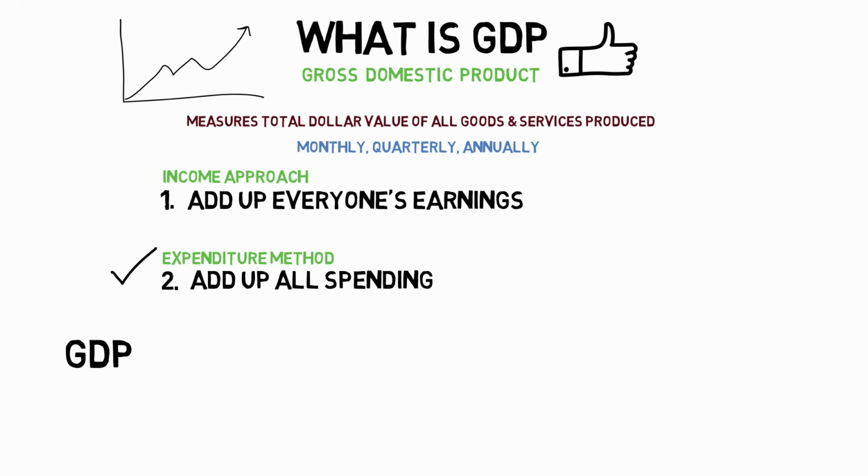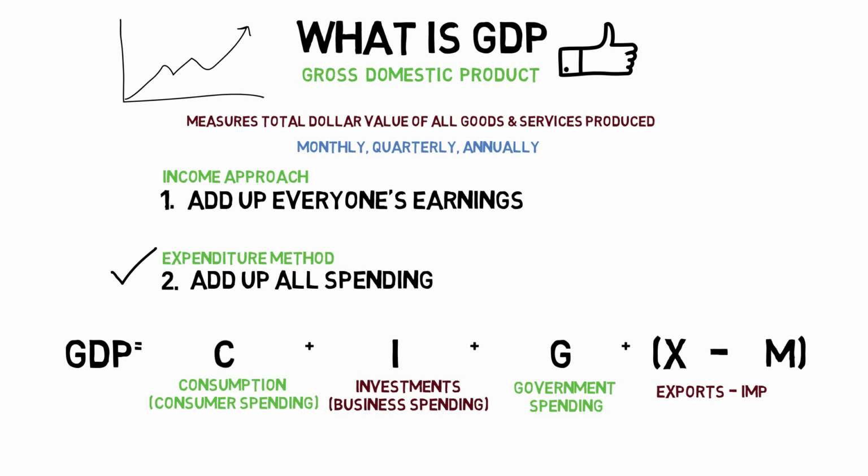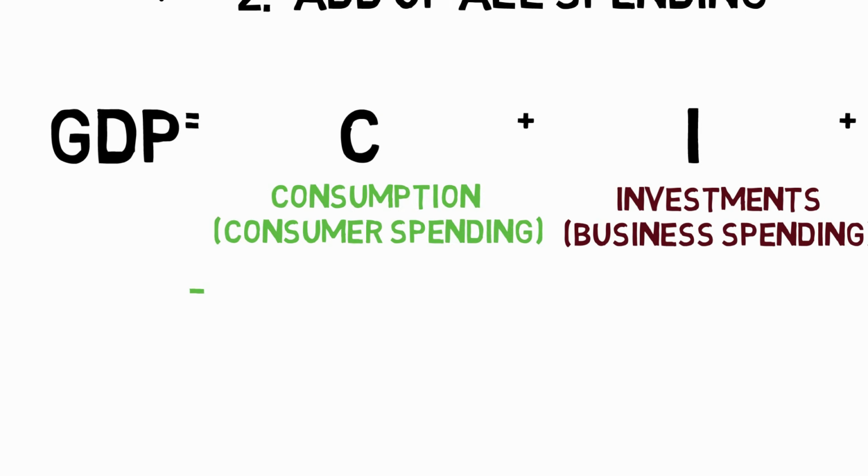Here's the formula for calculating GDP using this approach. C is consumption, which is like consumer spending. I is for investments, which calculates business spending. G is for government, which analyzes government spending. And then there's X and M, which stand for exports and imports. Now, each piece of this calculation is important and plays a role in understanding where the economy stands.